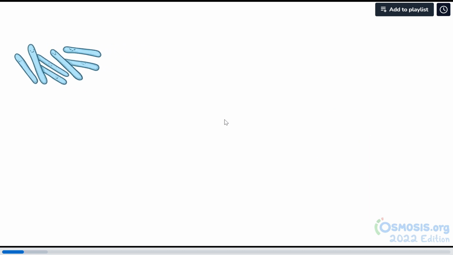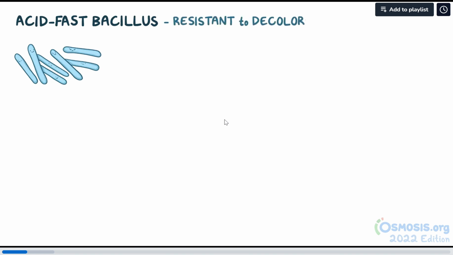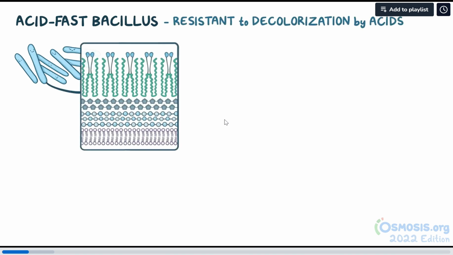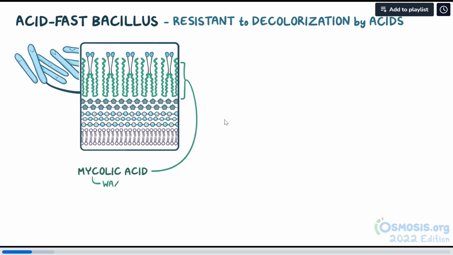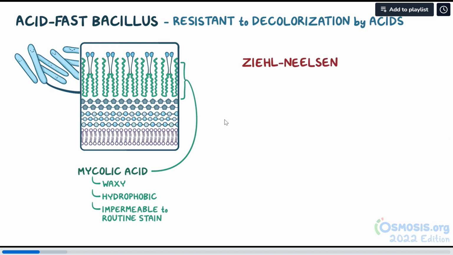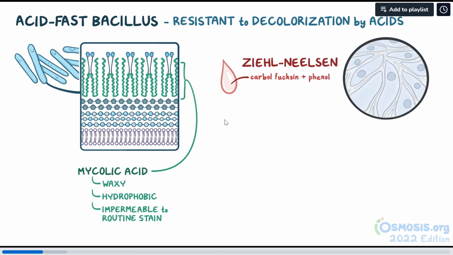Now, Mycobacterium leprae is an acid-fast bacillus, which means it's resistant to decolorization by acids, and it has a high content of mycolic acid in its cell wall, which makes it waxy, hydrophobic, and impermeable to routine stains like Gram stain. So it needs special staining methods to be visualized, like Ziehl-Neelsen staining, which uses carbol fuchsin combined with phenol, which is able to penetrate the waxy mycobacterial cell wall.